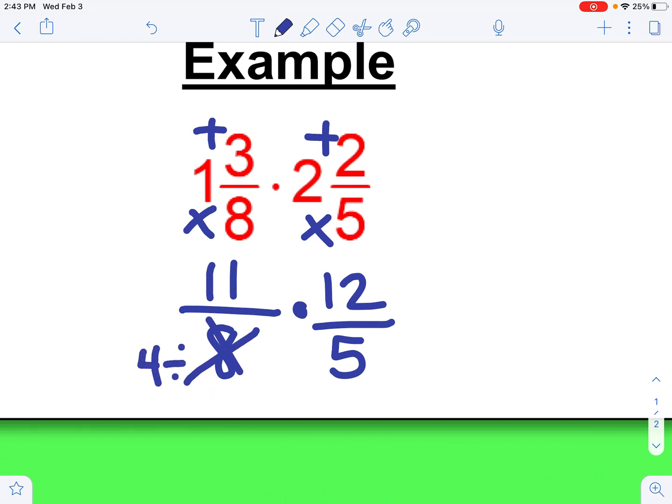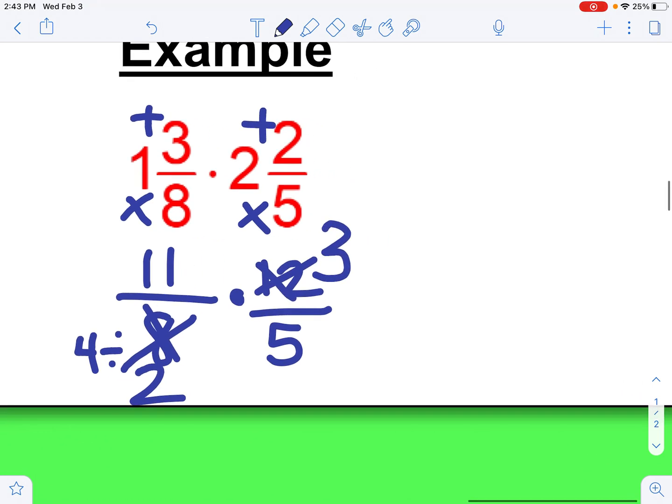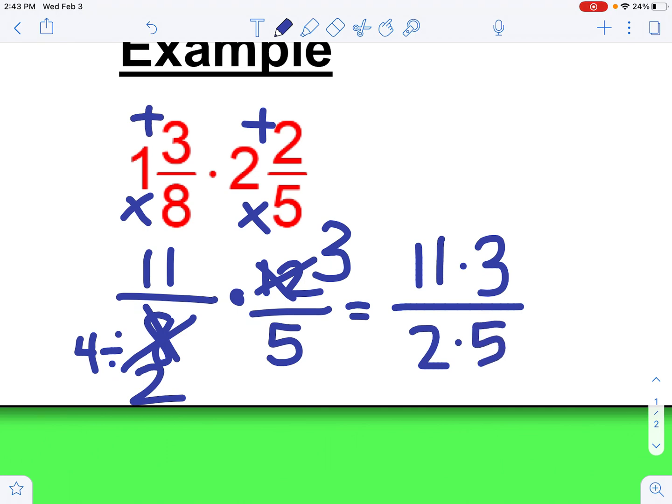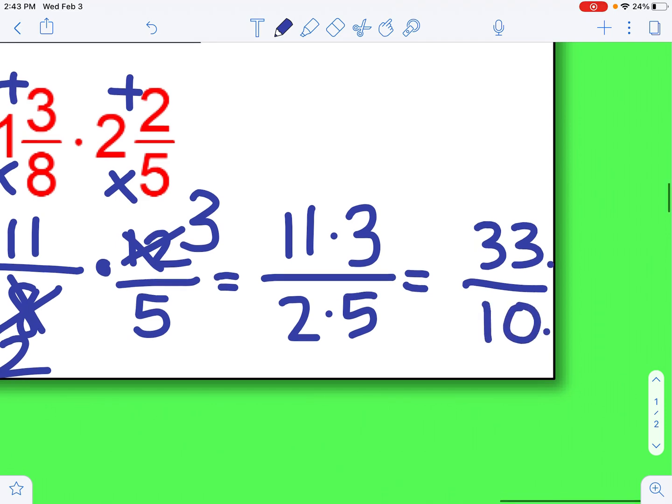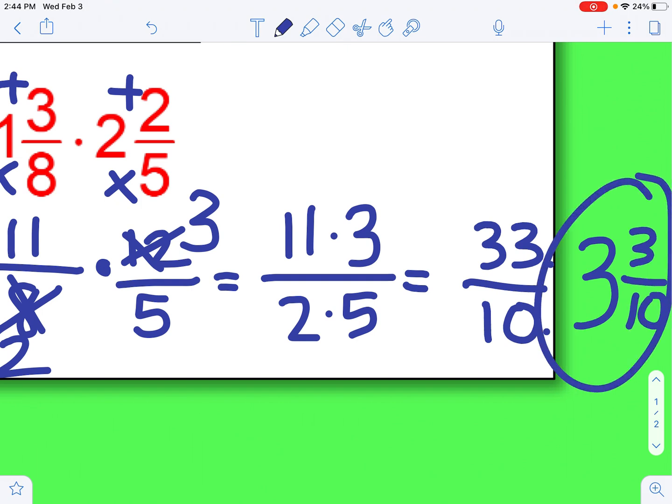8 divided by 4, that's going to change to a 2. 12 divided by 4 is 3. Alright, so now let's multiply. We're really taking 11 times 3 all over 2 times 5. Okay, 11 times 3 is 33. 2 times 5 is 10. 10 fits inside 33 3 times, and then we have 3 left over. So 3 3/10 is our answer.